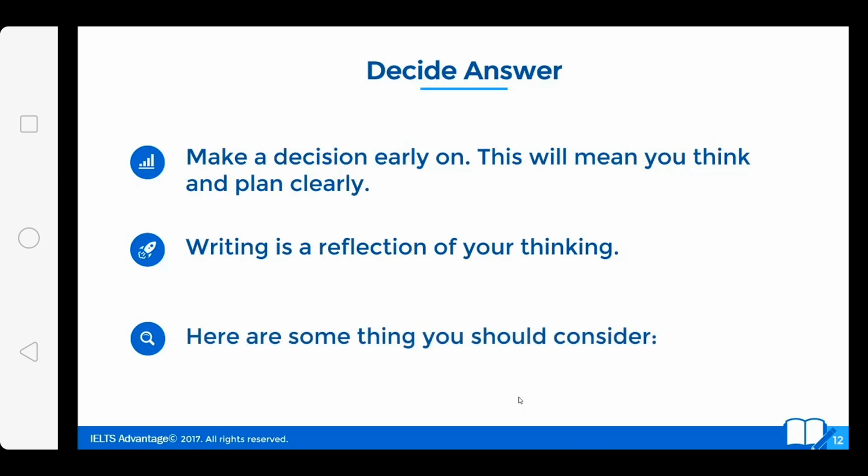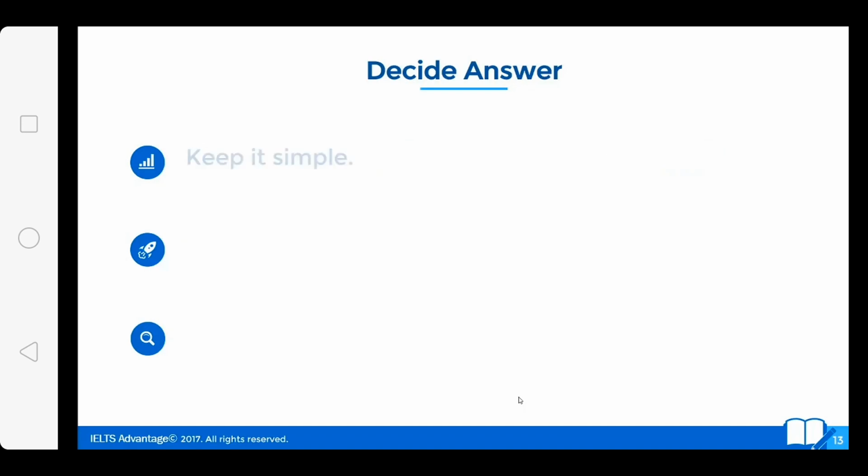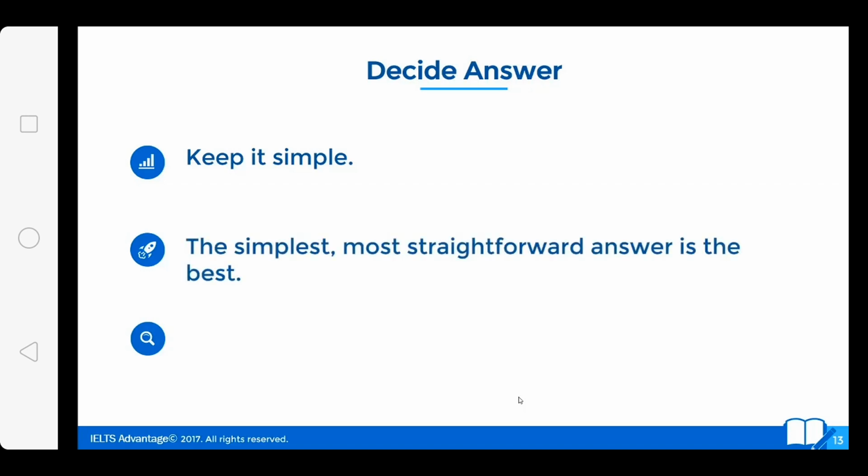Here are some things that you should consider when deciding how you should answer. Keep it simple, guys. Do not overcomplicate things. As I say, your writing is a reflection of your thinking. If you overcomplicate everything and your thoughts are very, very complex, then you're going to write an overly complicated, confusing essay. The simplest, most straightforward answer is the best.